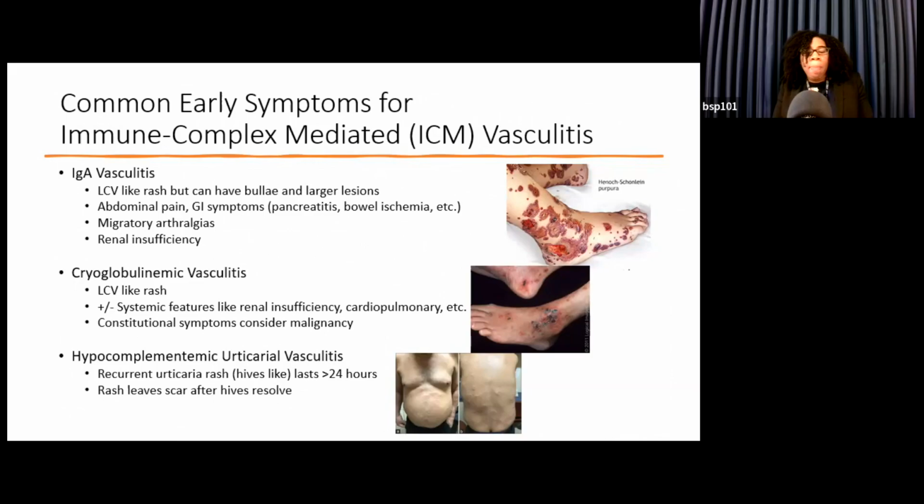So you do want to keep in mind whether the patient is up to date on their age-appropriate screenings. And then lastly, hypocomplementemic urticarial vasculitis is another fairly common immune complex mediated vasculitis. This presents with a rash that looks like hives, but unlike typical hives where the lesions will be there and go away within 24 hours, these hives-like rashes stay for greater than 24 hours. Typically after they resolve, there is some type of scarring left behind, whereas with a lot of other allergic hives rashes, once they disappear, there's no evidence that they were even there.